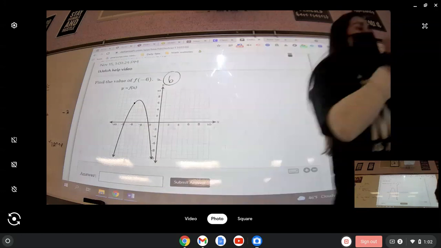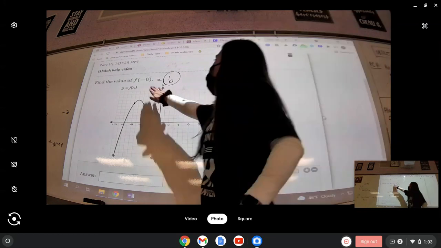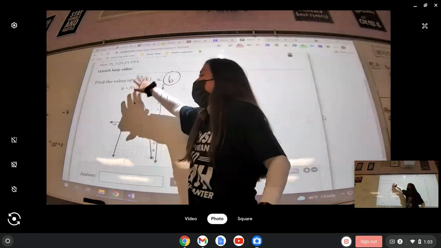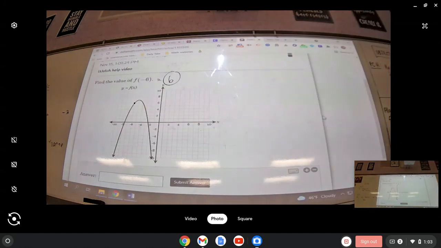So f of -6 is equal to who? 6 is your answer. So you really have to know the difference between who's an input, who's x, and who's an output, y. Guys, whoever they put in the parentheses is x. That is your input. That is your x value going into the function. All right, look at this one.